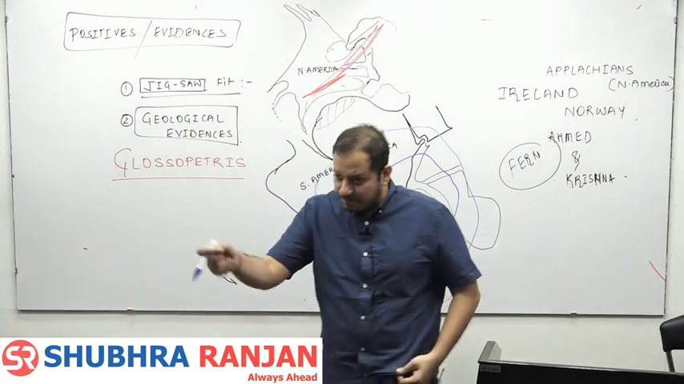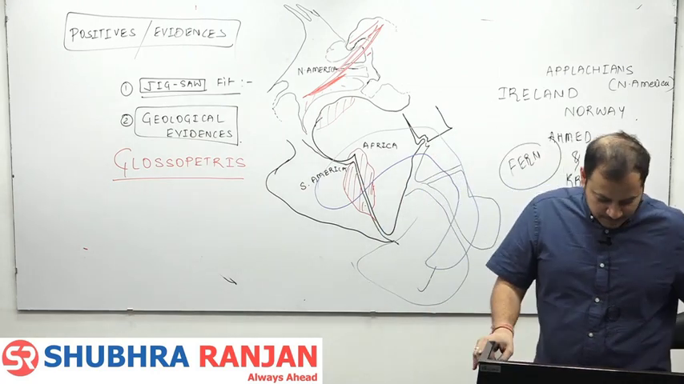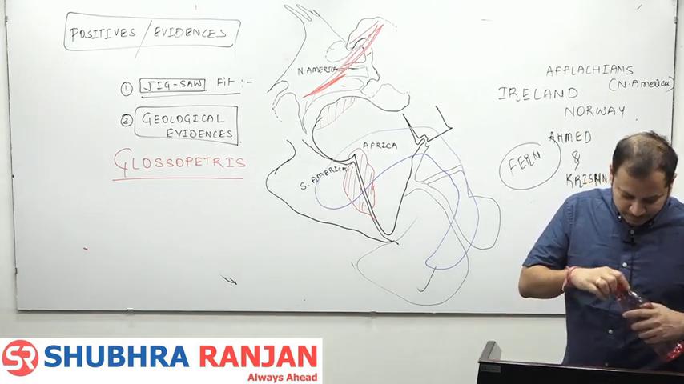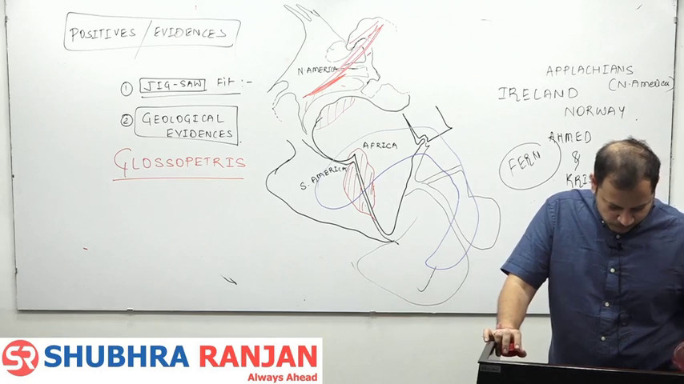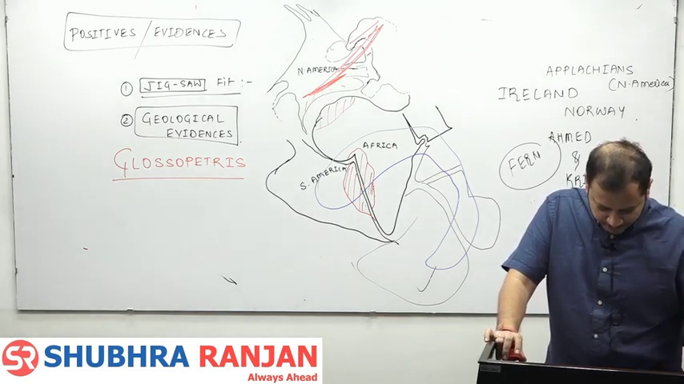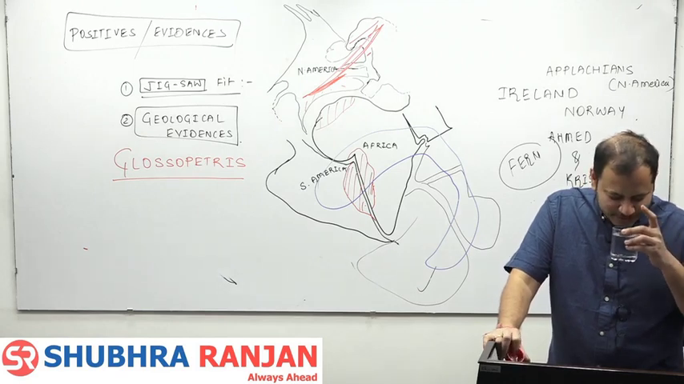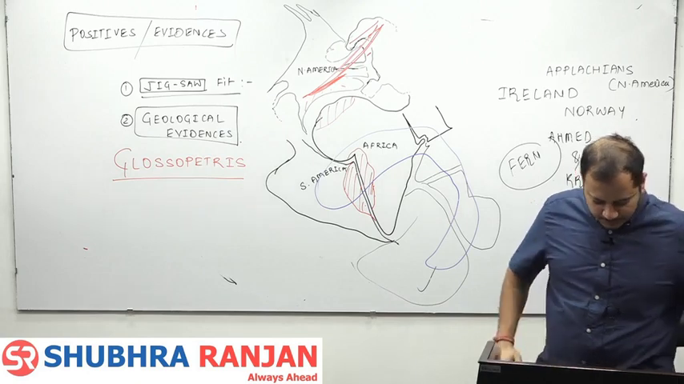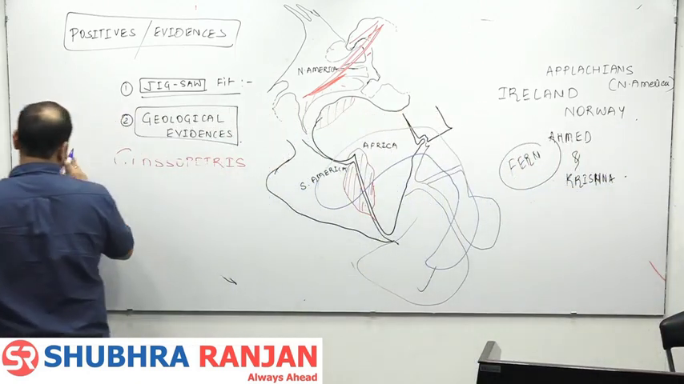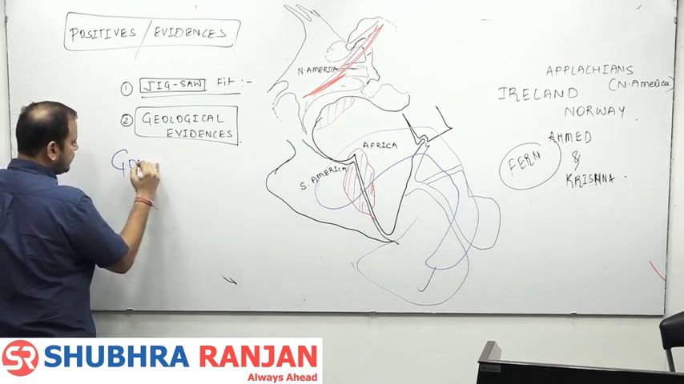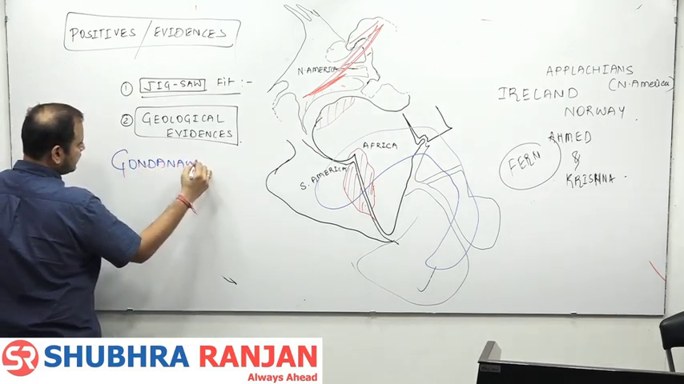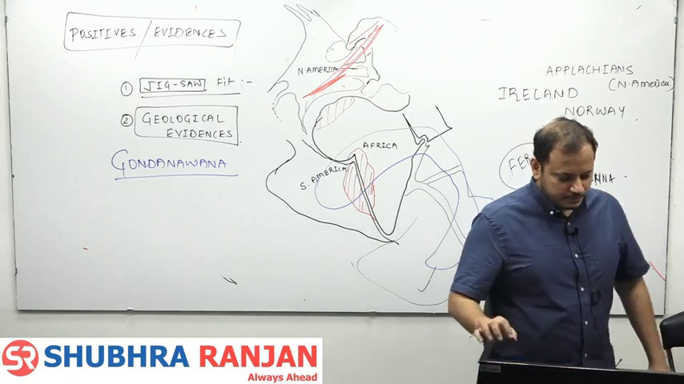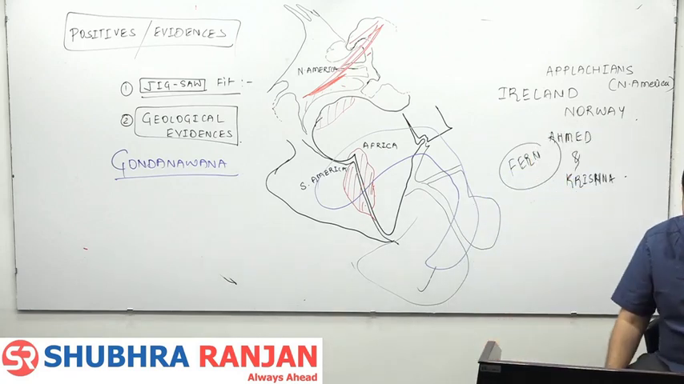This is the biggest evidence, which tells that continents were once united in the form of the Gondwana landmass.